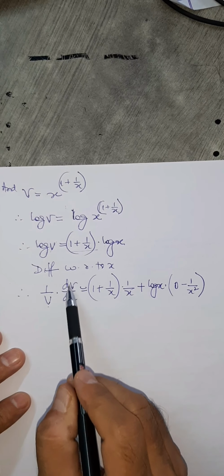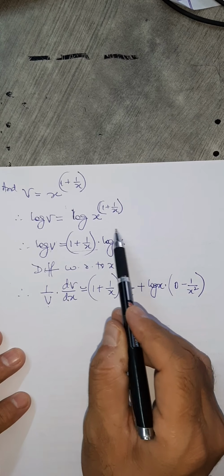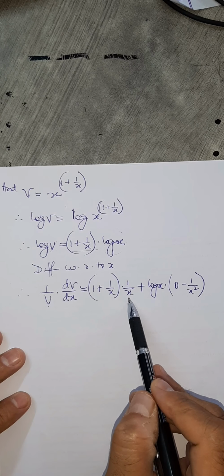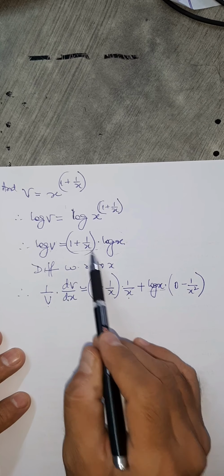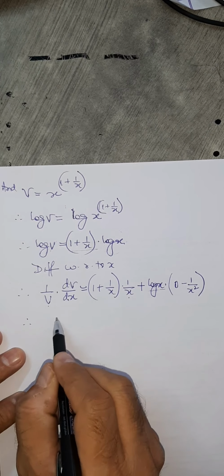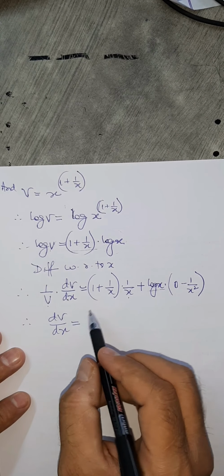Log v, 1 upon v dv by dx. Here, product rule, this portion as it is. What's the derivative of log x? 1 upon x, plus log x as it is, derivative of 1 is 0, so minus 1 by x square. So finally dv by dx equals, v will move this side.